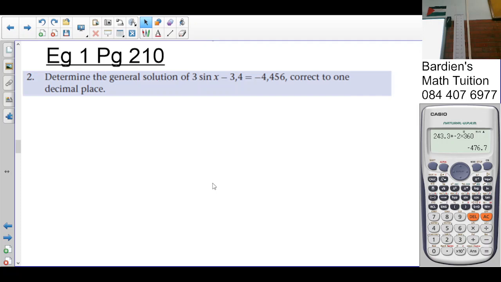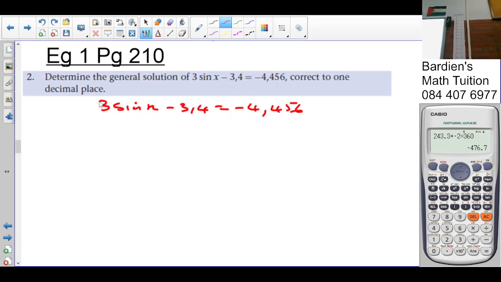Right, so what's the first thing we do? Isolate the sine with a trig ratio. So it's 3 sine x minus 3,4 is equal to negative 4,456. You take that over and you divide by 3. Work that out and you give me an answer.